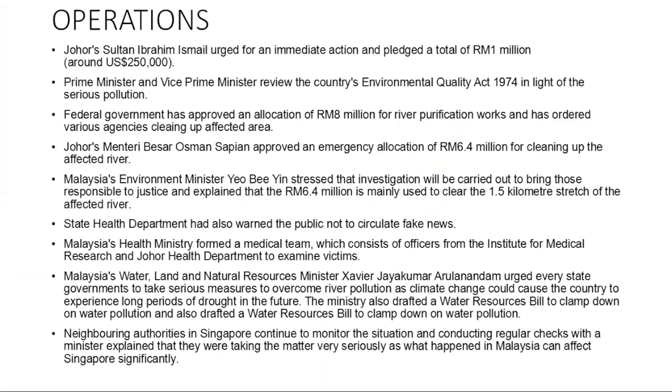Then the Prime Minister and Vice Prime Minister reviewed the Environmental Quality Act 1974 in light of the serious pollution, which is in Section 25. And then the federal government approved an allocation of about 8 million for river purification and ordered various agencies to clean the affected area. Then the Johor Menteri Besar Osman Sapian approved an allocation of about 6.4 million for cleaning up the affected river. Then the Malaysian Environment Minister Yeo Bee Yin also stressed that investigation should be carried out to ensure justice and explained that the 6.4 million is mainly used to clear within the 1.5 kilometer stretch of the affected river.